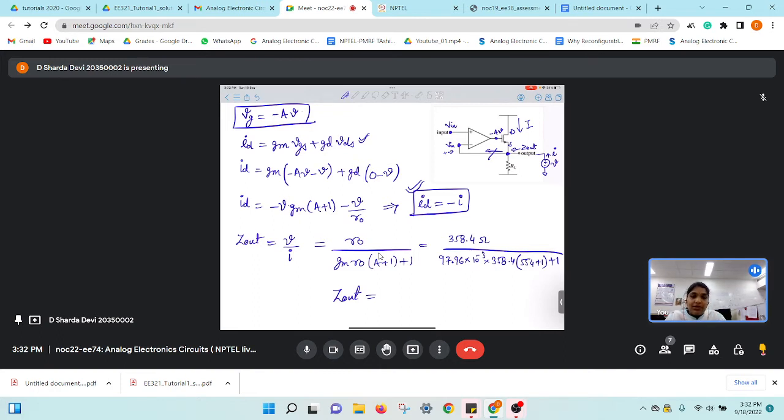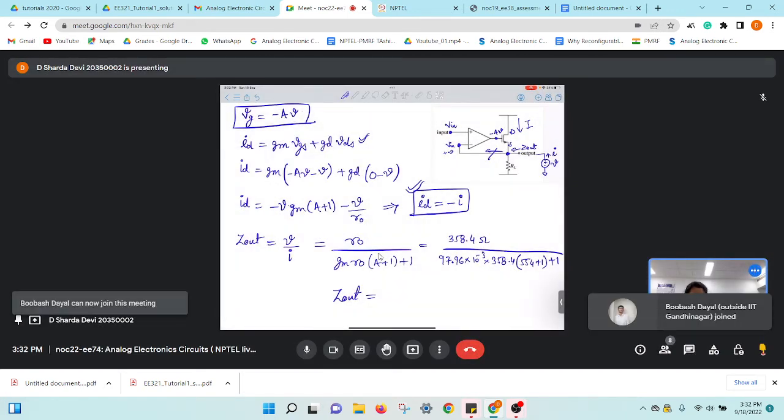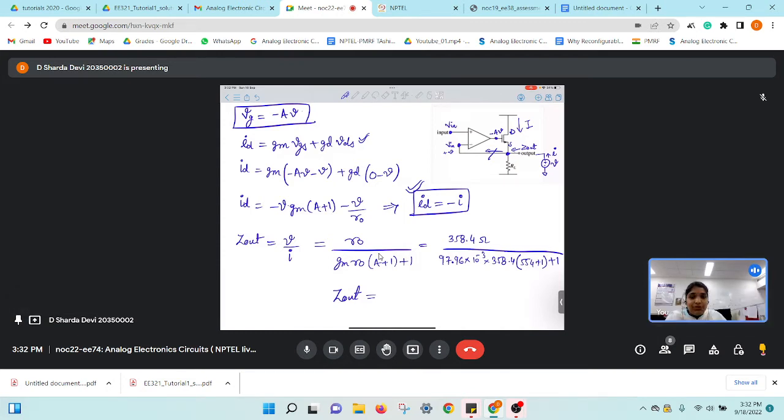So that's why we go for negative feedback, so that it stabilizes the circuit. That means the bandwidth of the circuit increases. Earlier the input margin for your circuit was very less, but now because of feedback, your circuit is stabilized and you can use it for a wide range of inputs.